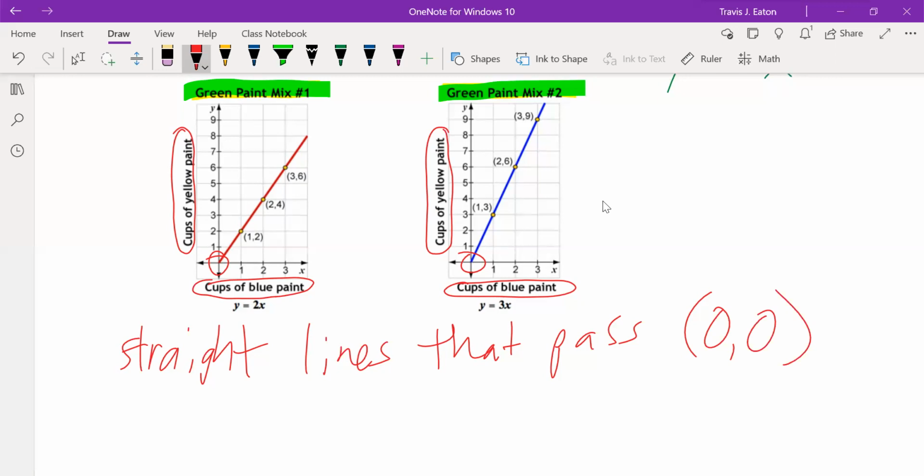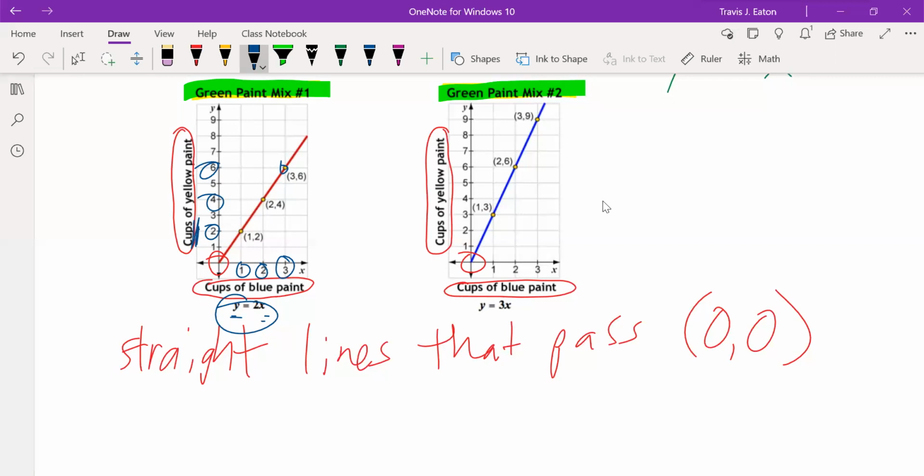Now, something else I want you to notice is that the equation for this first line is y equals 2x. So to find out how much yellow paint you need, you take how much blue paint and multiply by 2. If you have 1 cup of blue paint, you need 2 cups of yellow. If you have 2 cups of blue paint, multiply that times 2, you need 4 cups of yellow. If you have 3 cups of blue paint, then you need 6 cups of yellow. So it's a proportional relationship.